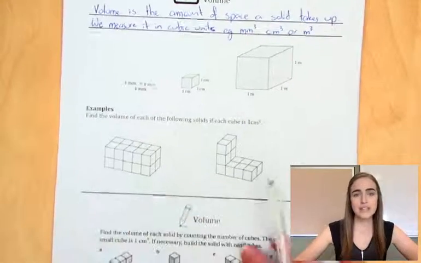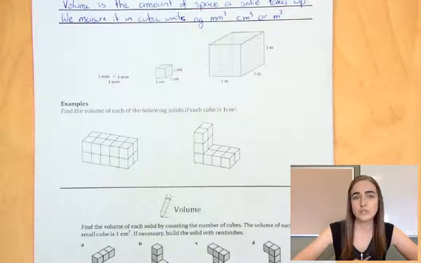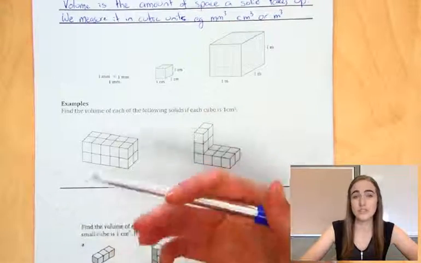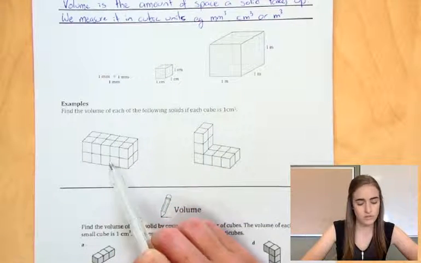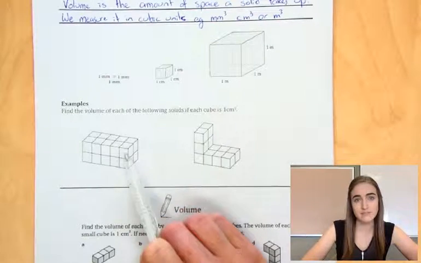We've got two examples then that ask us to find the volume of each of the following solids if each cube represents 1 cubic centimeter. So in this one, we need to figure out just how many cubes there are. If we look at this front here, we've got 1, 2, 3, 4, 5 along this bottom row on the front. The top row is the same as well.